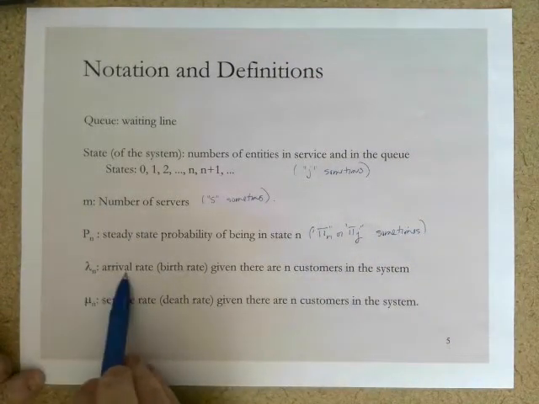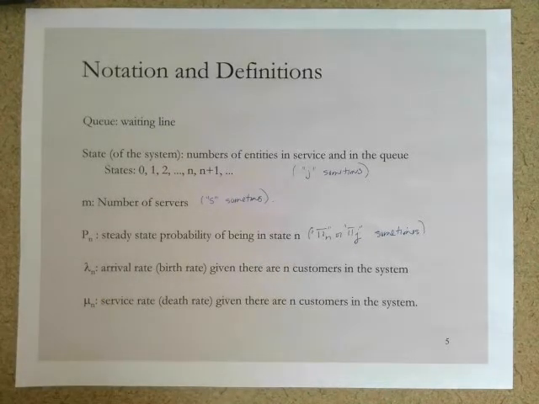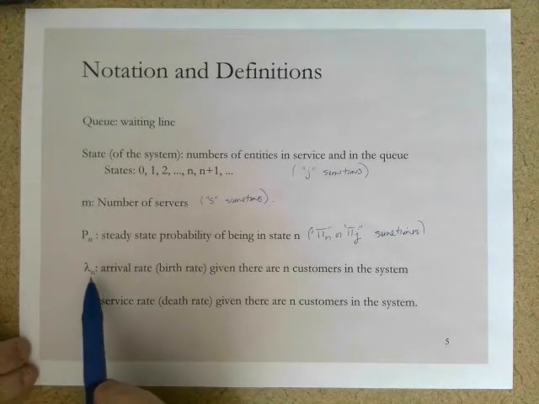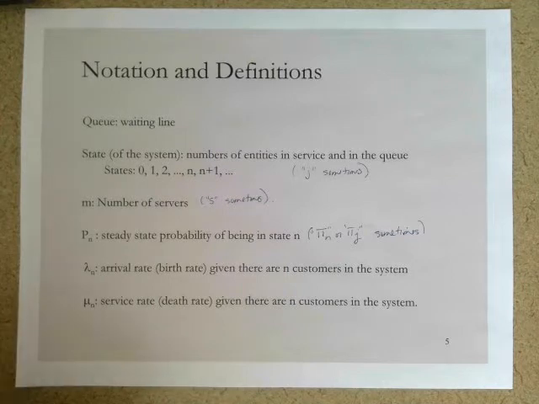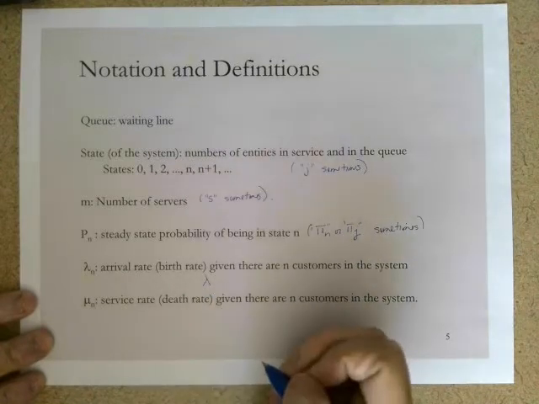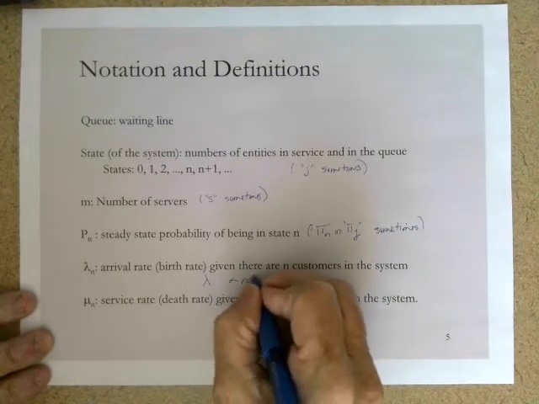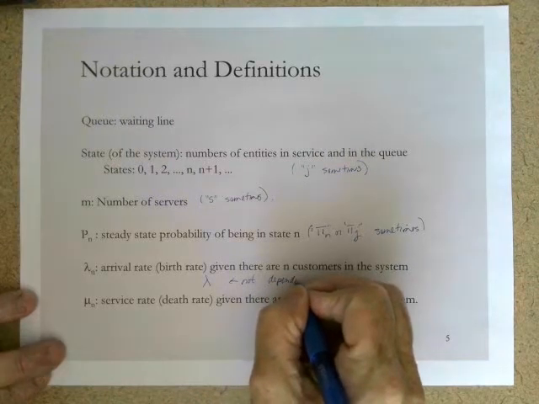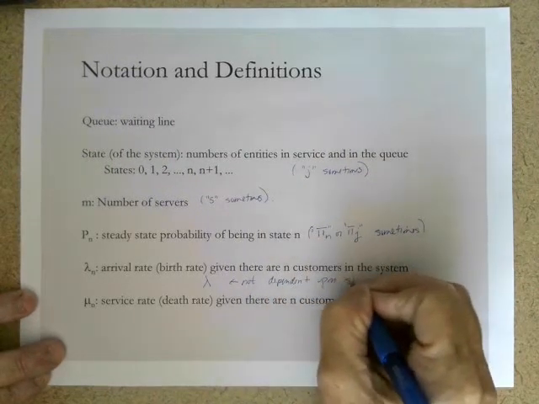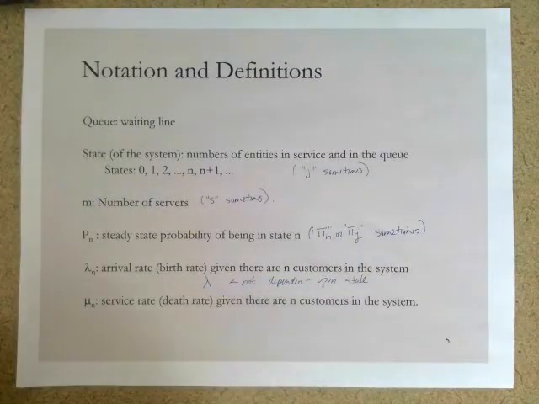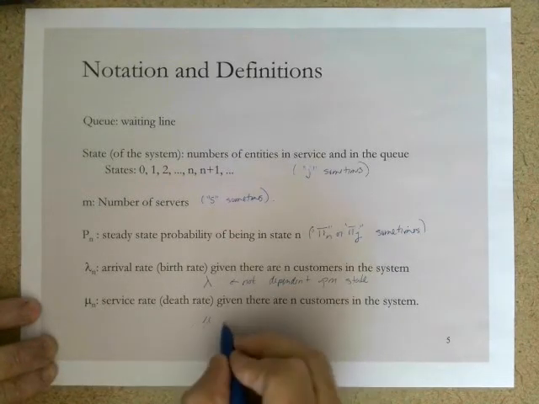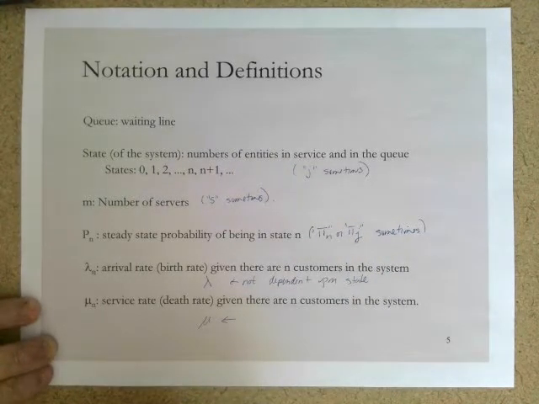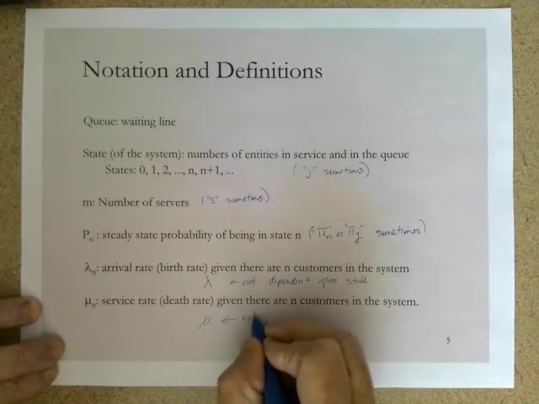We're going to have lambda as my arrival rate. We're also going to refer to that as a birth rate, and we will have the service rate as well, mu. Now, this is sometimes state dependent, but often it is not. If it's not state dependent, we're just going to refer to this as lambda. Most of our applications use just lambda and mu, but there are a couple of examples that I will do where lambda and mu are state dependent.